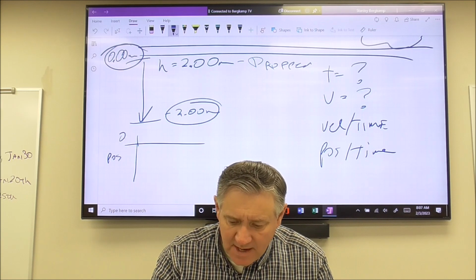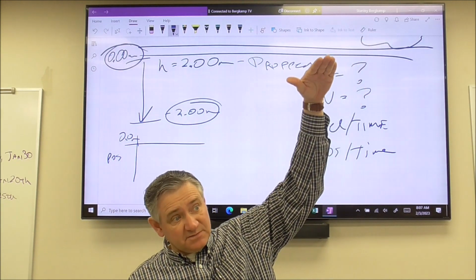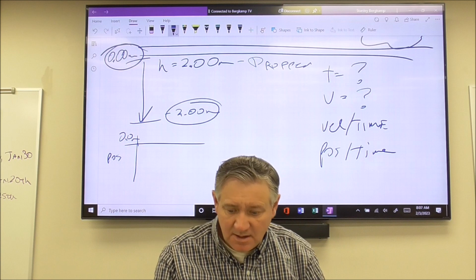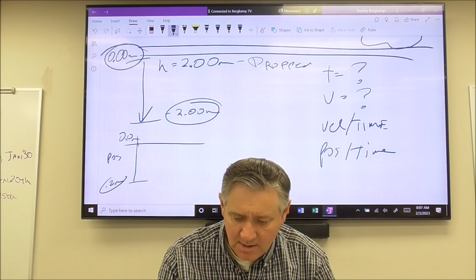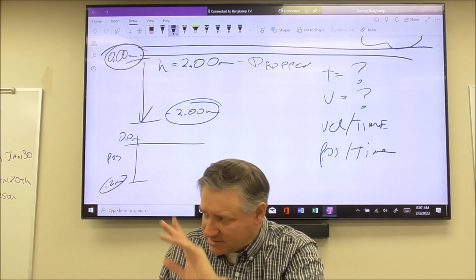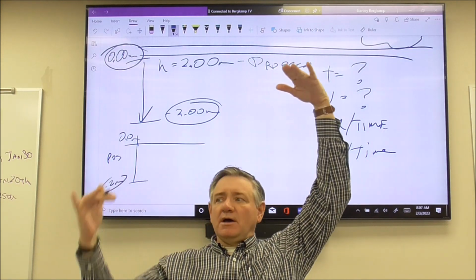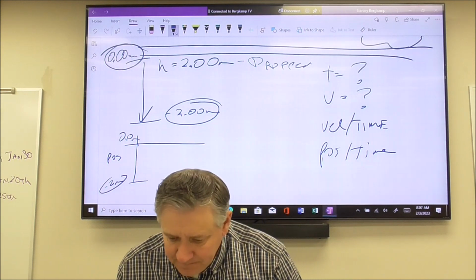Now, what that means, though, is that when I draw my position time graph, I'm going to start that at 0 meters because that's what I'm calling my reference point. And then I'm going to define down as being negative values. So I'm going to end up down here at negative 2 meters. And we'll get to what that graph's going to look like in just a second. But my position time graph is going to start at 0, and it's going to end up down at negative 2. We got that.